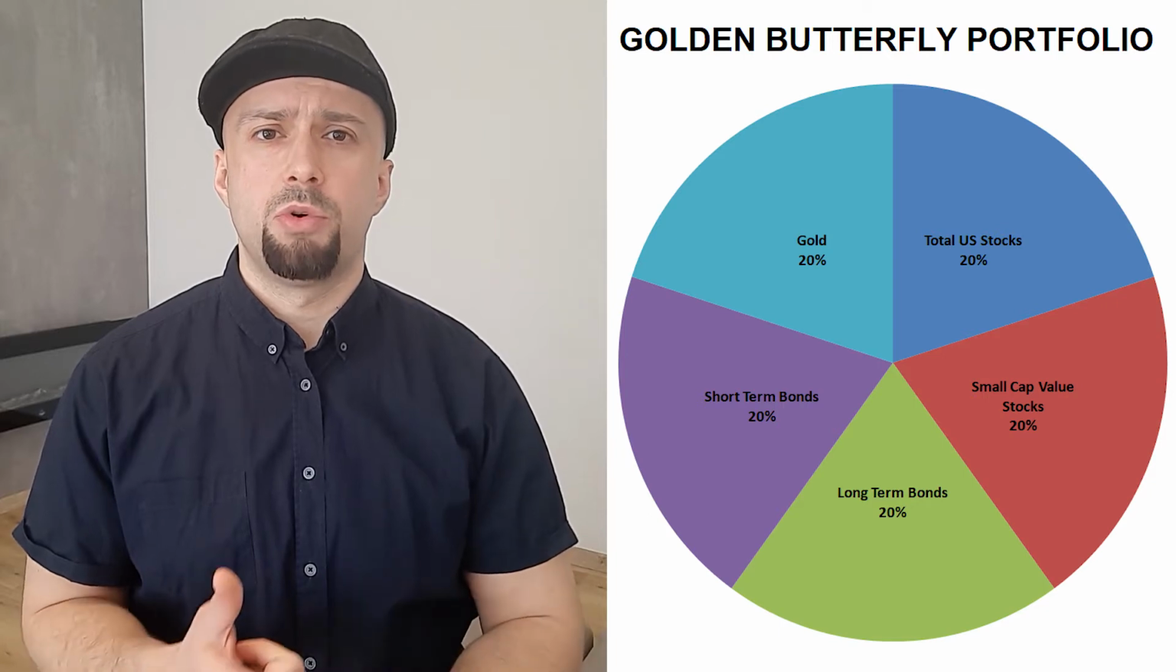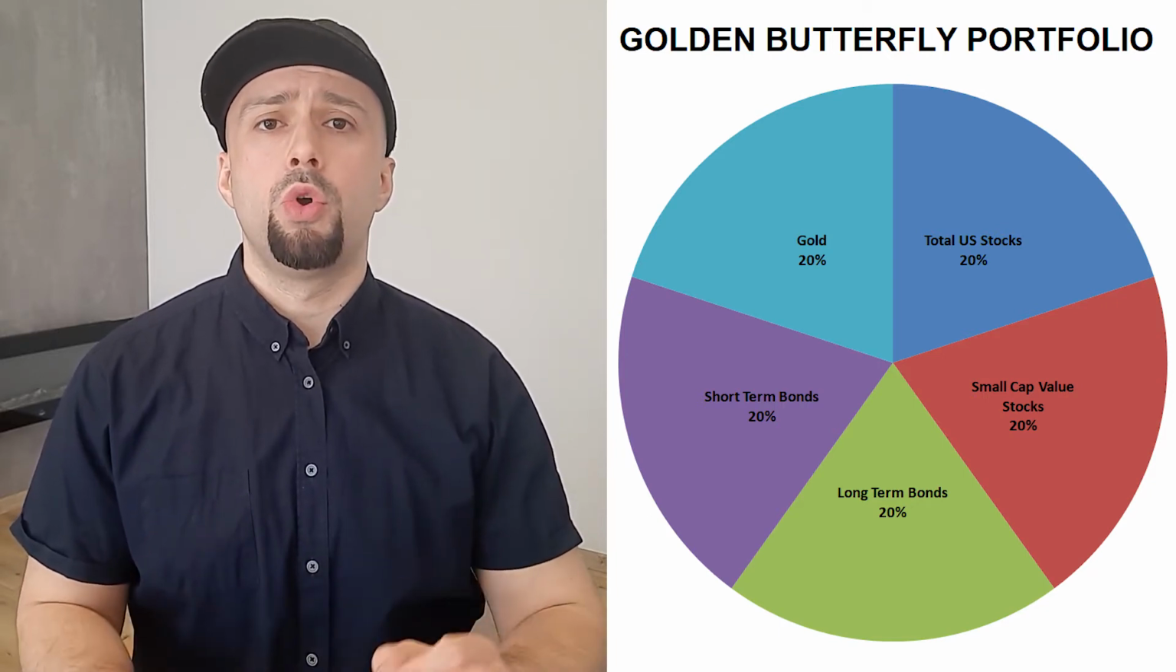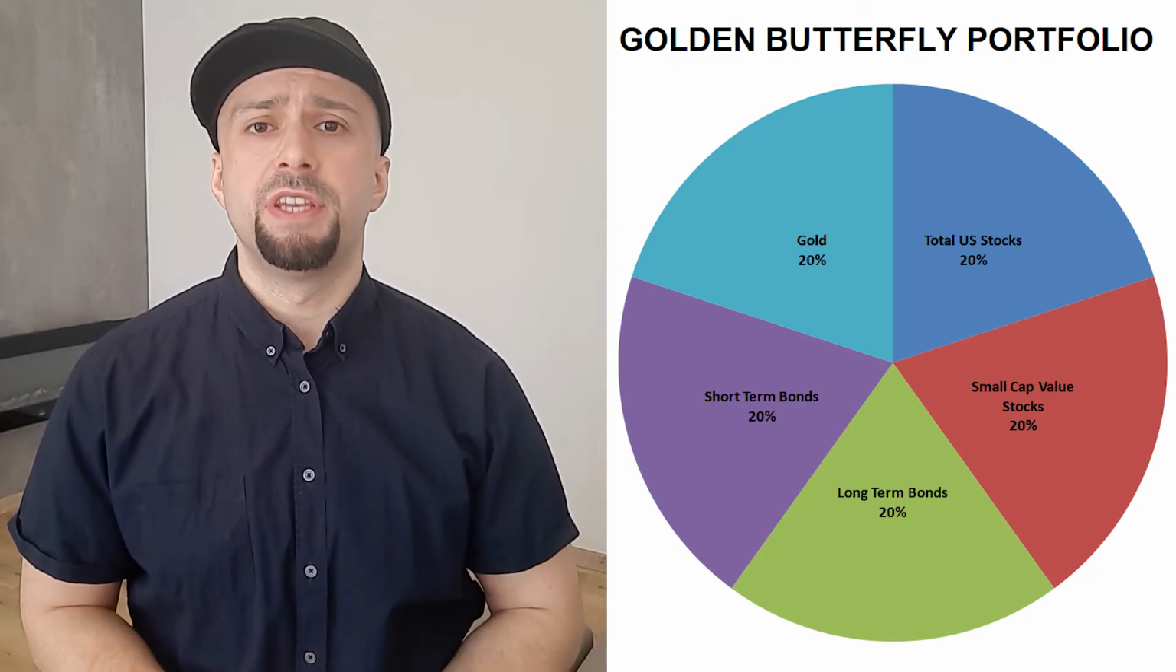Golden Butterfly Portfolio. The Golden Butterfly Portfolio prioritizes consistently desirable investment growth by balancing economic conditions with an eye towards prosperity. The allocation here is total stock market, small cap value, long-term bonds, short-term bonds, and gold, all with an equal distribution of 20% each.